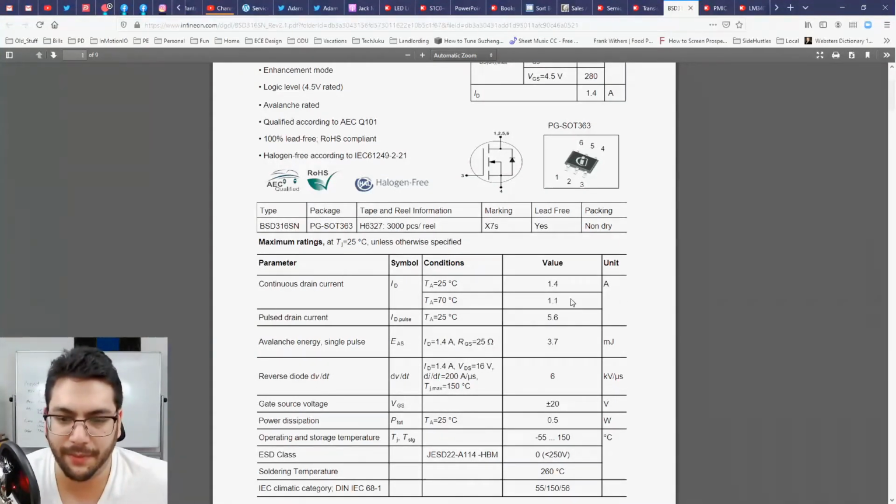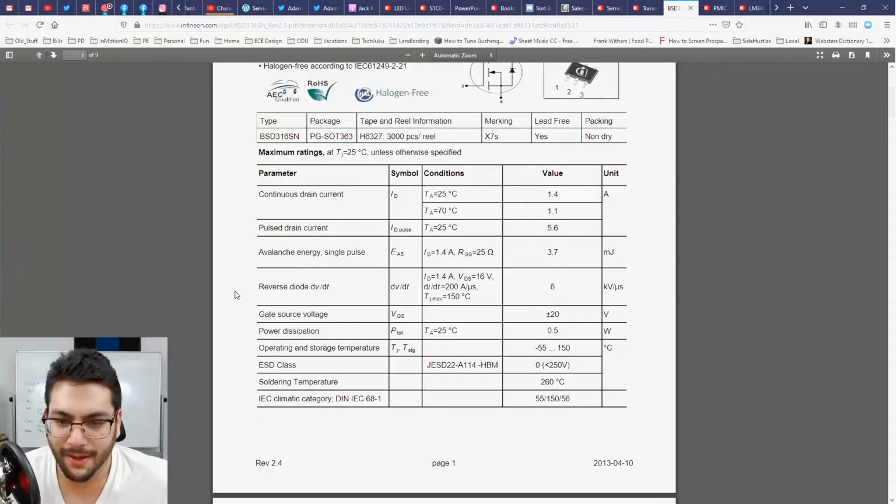All right, so we're staying within the limits here, at least the continuous drain current, even if I get this thing up to 70C, which is cooking. Pulse drain current. Ooh, I can get some. If I pulse it, it gets really good. Okie dokie. Reverse diode breakdown is 6 kilovolts. So I should be kilovolts per microsecond. All right.